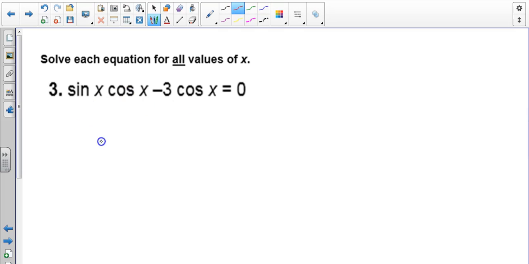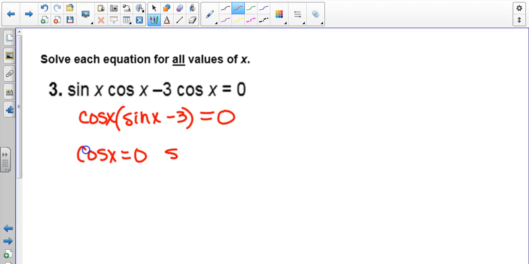Now what? Factor out cosine. Good job. What will we have left? Okay. Cosine equals 0. Sine equals 3. Nice. Sine's not possible. Excellent. You guys are on the ball here. Cosine is 0.